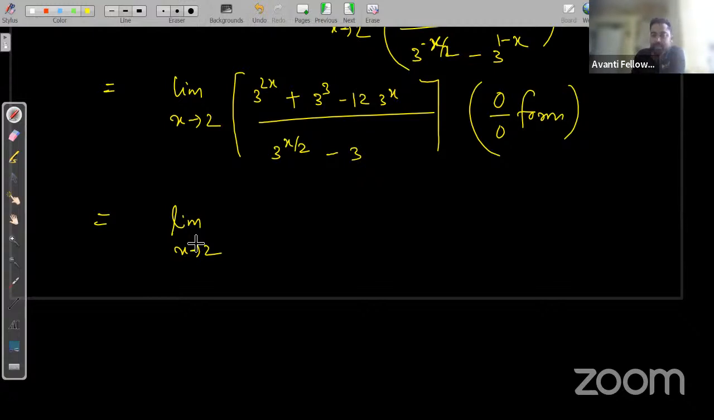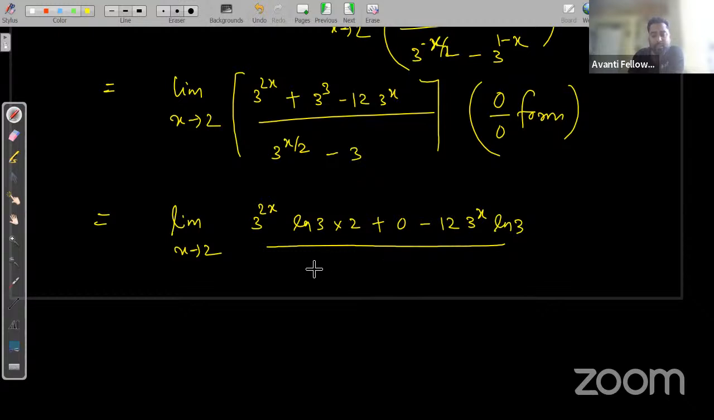Okay, so limit x tending to 2, (3^(2x) + 3^3 - 12·3^x) divided by (3^(x/2) - 3). So differentiate the numerator first. This will be 3^(2x) into ln 3 into the derivative of 2x, that is 2, plus 3^3 is 0, minus 12 into 3^x into ln 3, whole divided by the derivative of the denominator, 3^(x/2) into ln 3 into the derivative of x/2, which is 1/2, and the constant is 0.